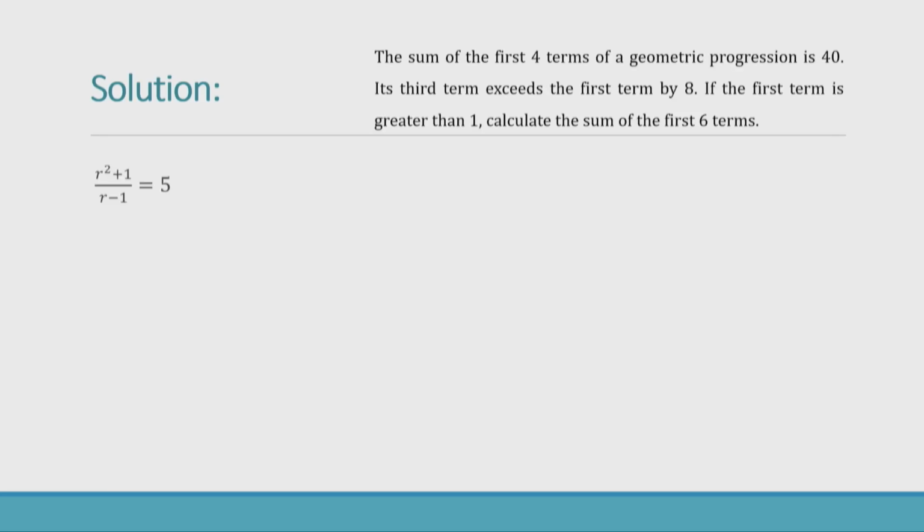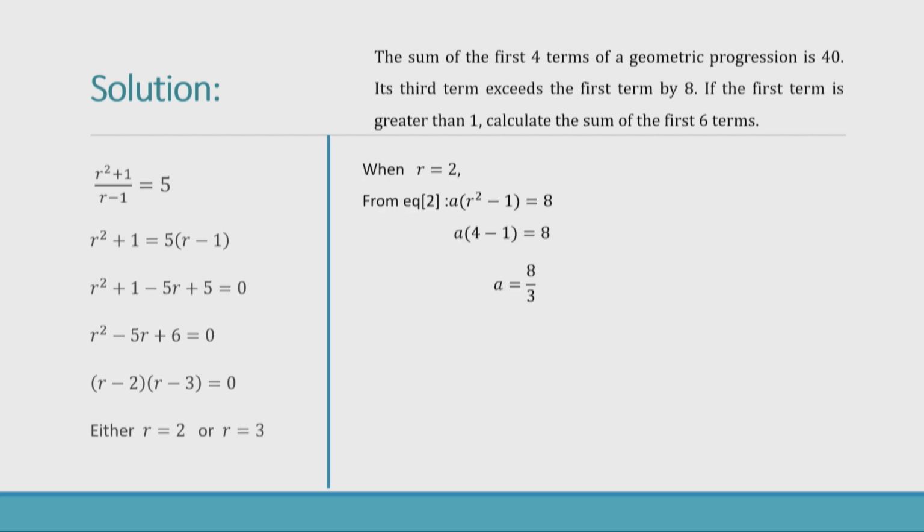So we continue. We cross multiply, we get r square plus 1 equal to 5 into (r minus 1). Expanding the brackets and sending all the terms to one side, we then simplify to get r square minus 5r plus 6 equal to 0. We factorize (r minus 2) into (r minus 3) equal to 0. So r will be equal to 2 or 3.